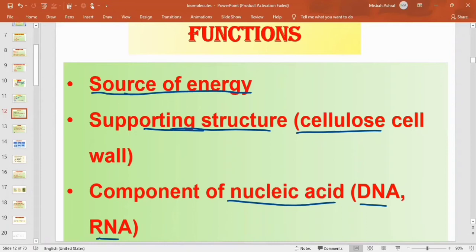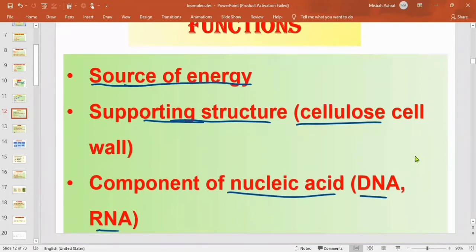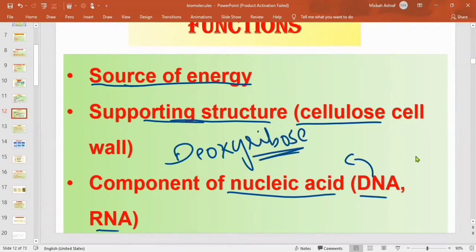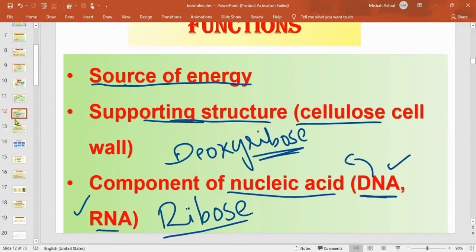In chapter number one, when we were studying about the cell, classification of the cell, I told you about DNA, right? And I told you that DNA has sugar in it, which is known as deoxyribose. Sugar means that it is a carbohydrate, along with some other bases and phosphate groups. Deoxyribose is a sugar which is present in DNA. Similar to deoxyribose, there is another sugar which is ribose, which is present in the RNA. So it means that RNA and DNA both have sugar in them.